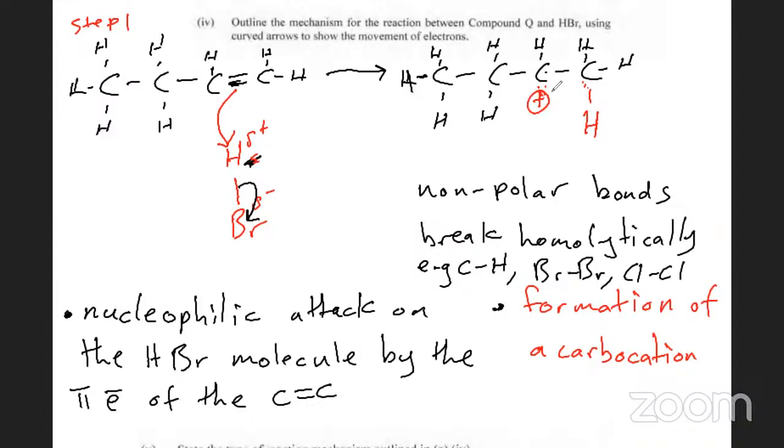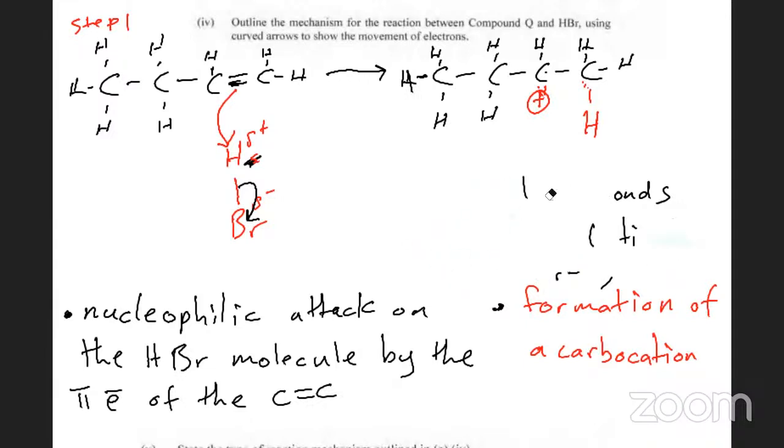And also the reason is that this is a secondary carbocation, and it is more stable than a primary carbocation. So the reaction actually proceeds through the formation of the more stable carbocation. This is a secondary carbocation. If the positive sign was on this, it would have been a primary. So secondary is more stable than the primary carbocation. So step one, we have the formation of our carbocation. I'm going to erase the annotation.